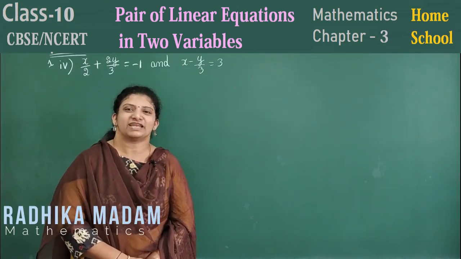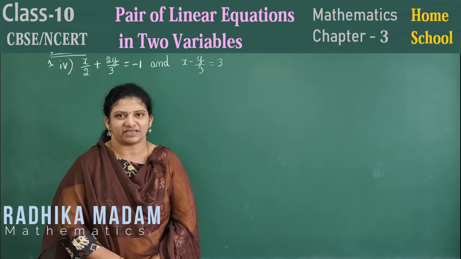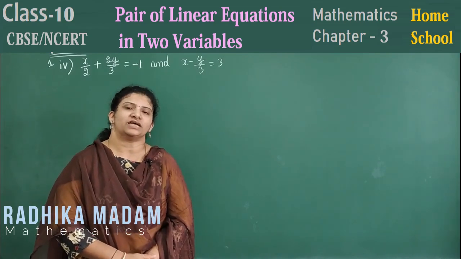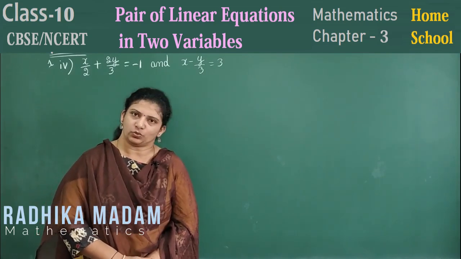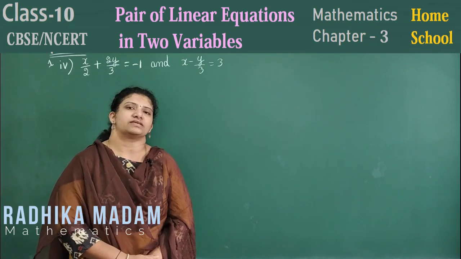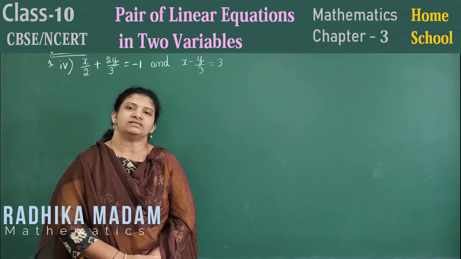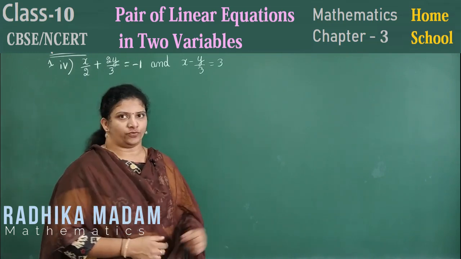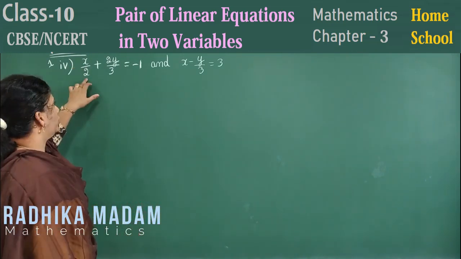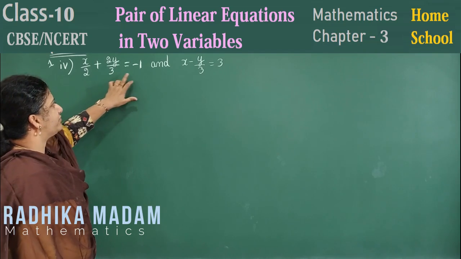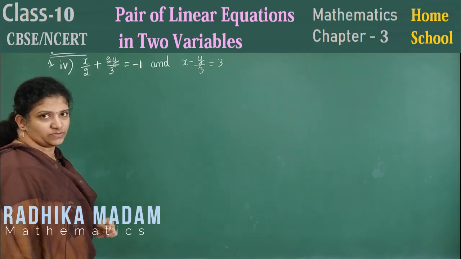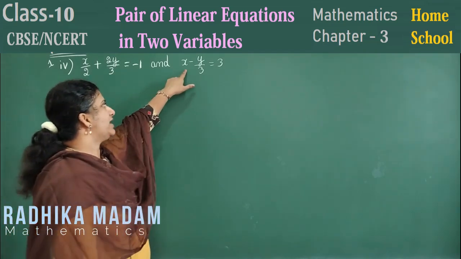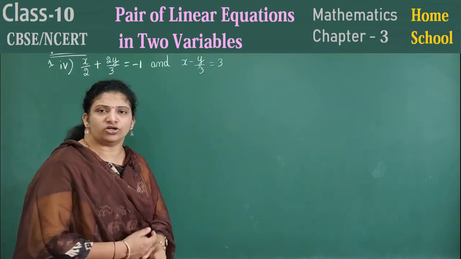This is your class 10 mathematics NCERT or CBSE board. We are in the third chapter, pair of linear equations in two variables. And this is your exercise 3.4, that is the elimination method, and your first main, fourth problem. x/2 + 2y/3 = -1 and x - y/3 = 3.